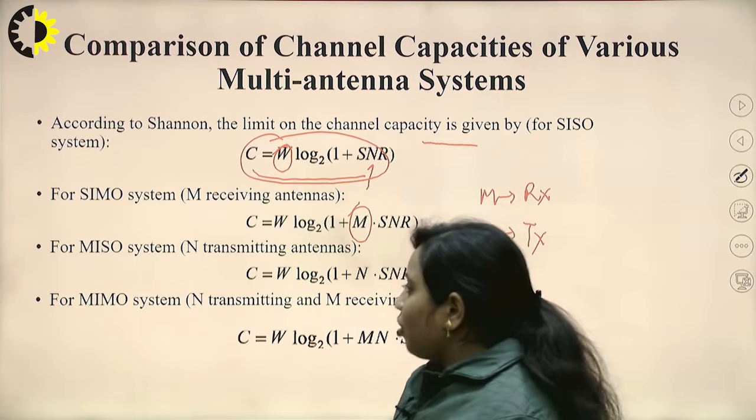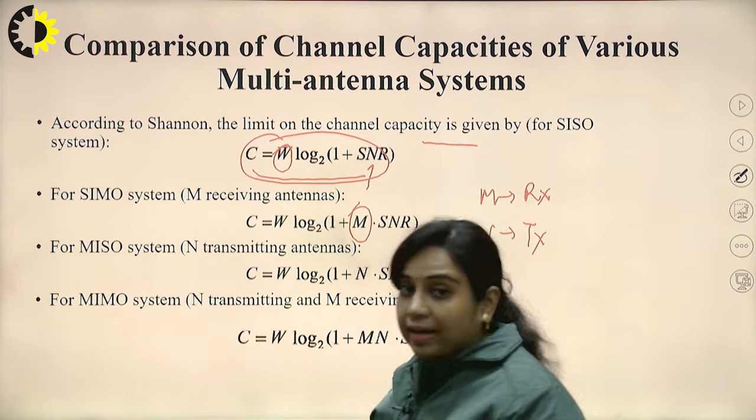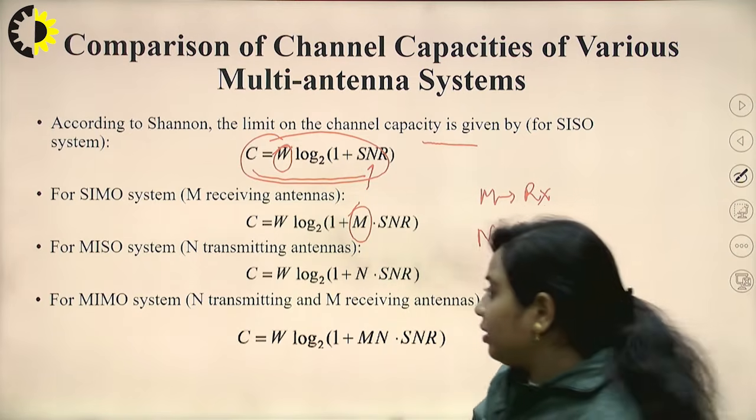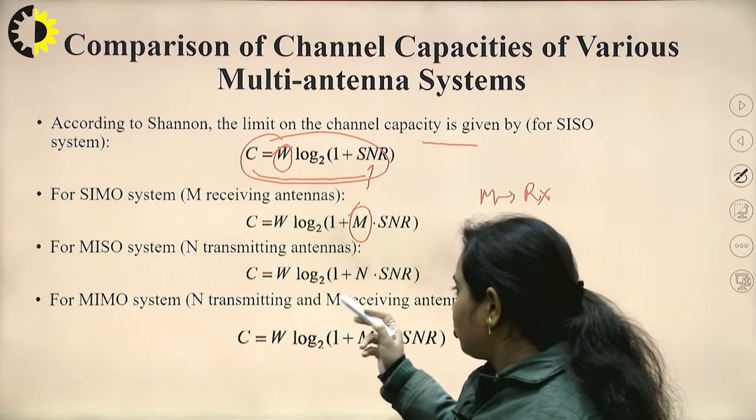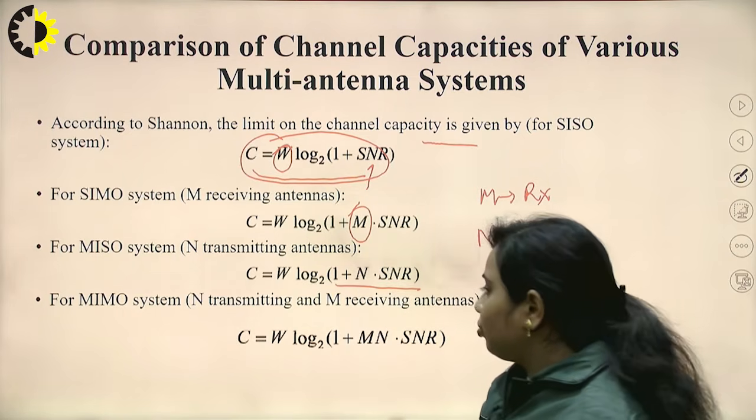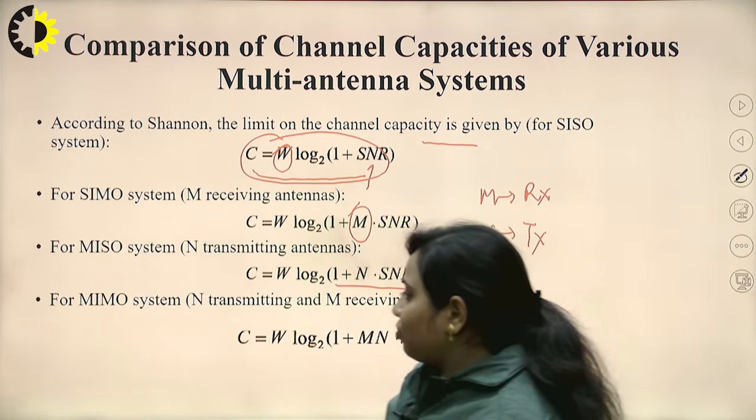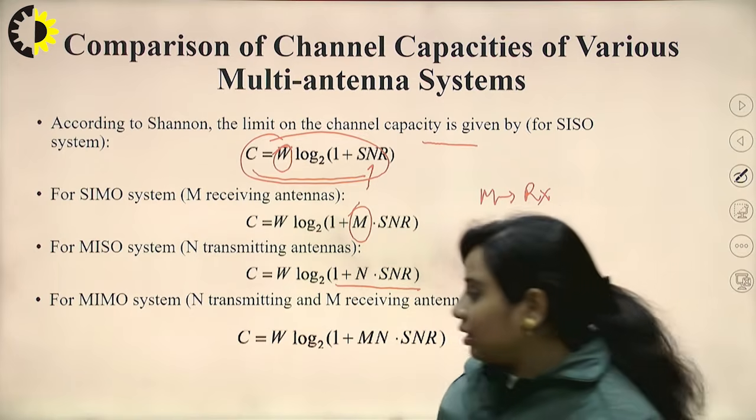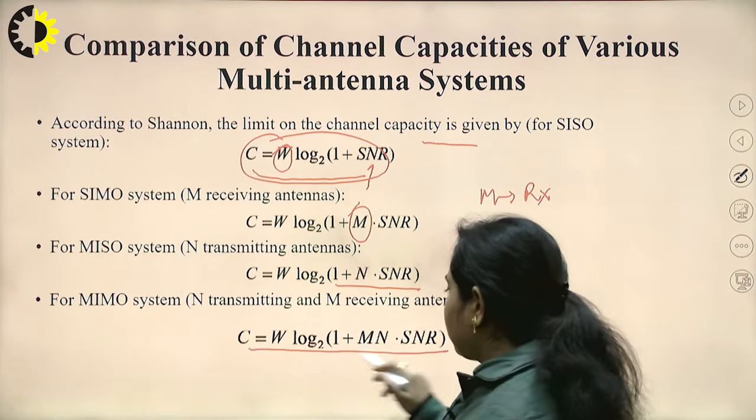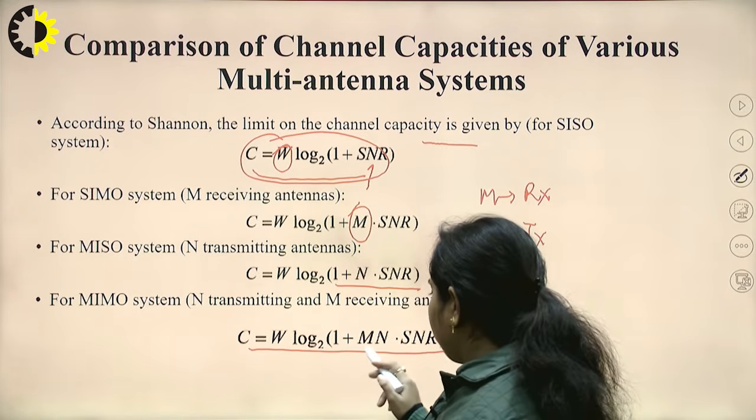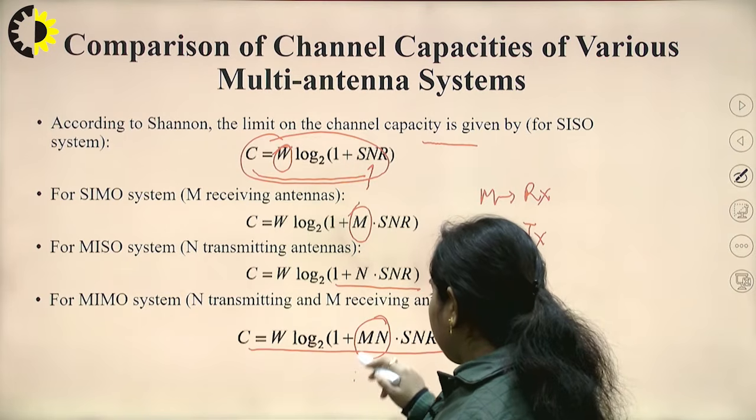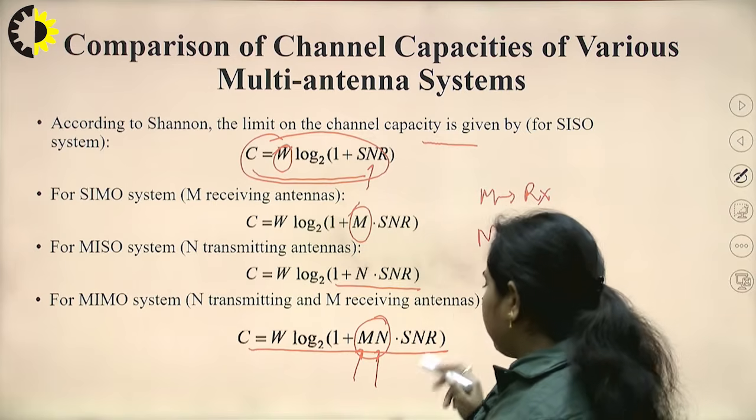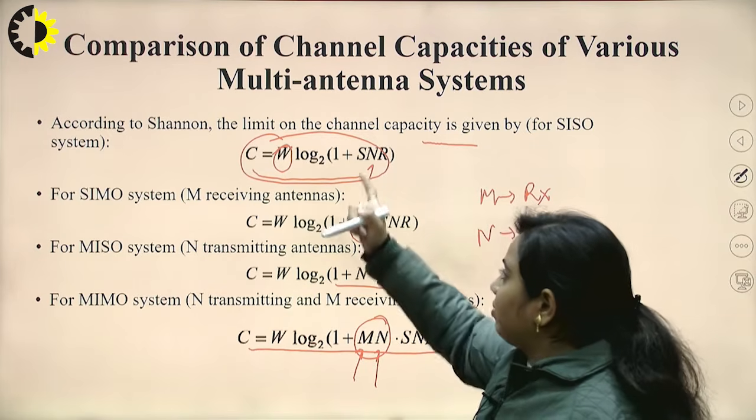So in case of MISO, where there are N transmit antennas, C will be equal to W log to the base 2 of 1 plus N times the signal to noise ratio. Now for the case of MIMO, where there are multiple transmitters and multiple receivers, the capacity of the channel will be written as W log to the base 2 of 1 plus M times N, where M is the number of receivers and N is the number of transmitters, multiplied by the signal to noise ratio. So this is the very simple formula.